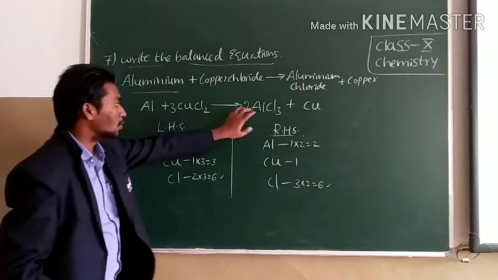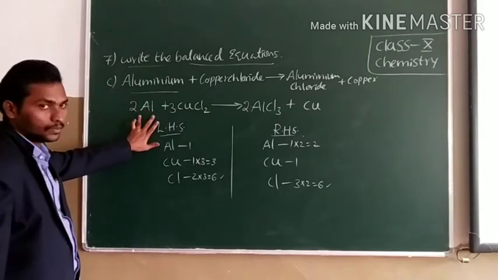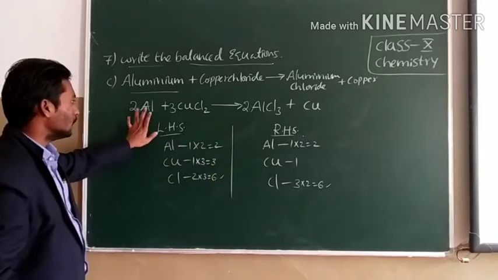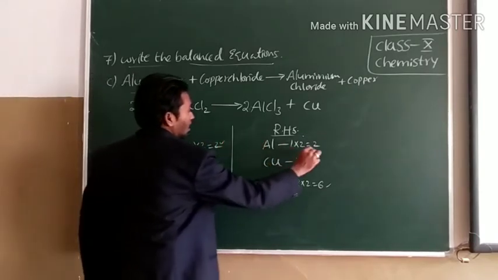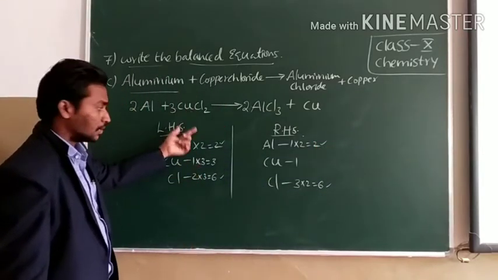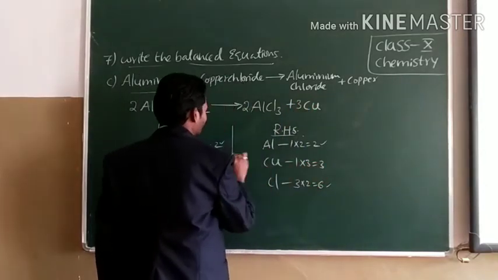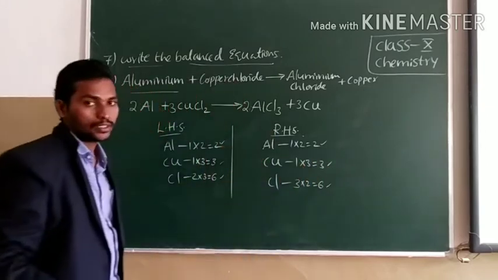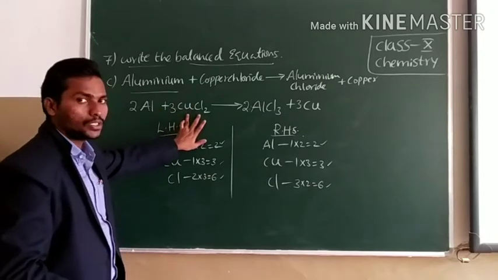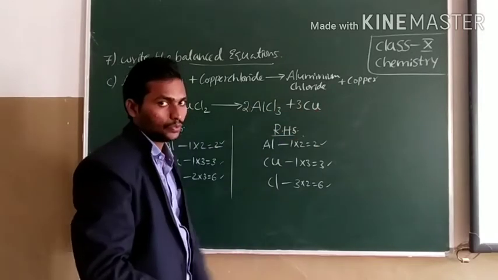Aluminum atom, 2 aluminum atoms on RHS side. So write 2 before the aluminum. 2 Al. 1 into 2 is equal to 2. 2 aluminum atoms on LHS side and RHS side. It's balanced. Now we have to balance copper atom. 3 copper atoms on RHS side. So write 3 here. So copper atoms also balanced on both sides of the equation. So the final equation is 2Al plus 3CuCl2 gives rise to 2AlCl3 plus 3Cu.